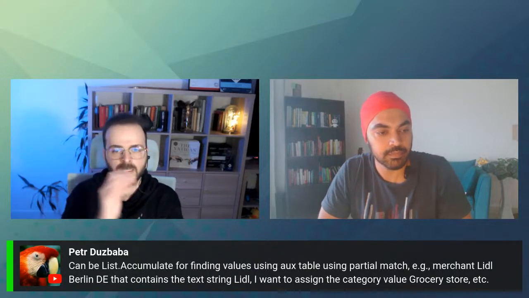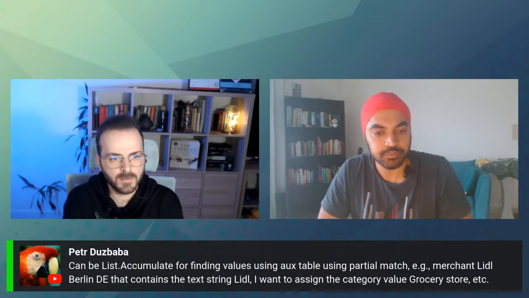And this is the last question actually. Can the List.Accumulate function be used for finding a lookup table using partial match? I want to check whether a cell contains the text, using Text.Contains, and I want to assign the category value.